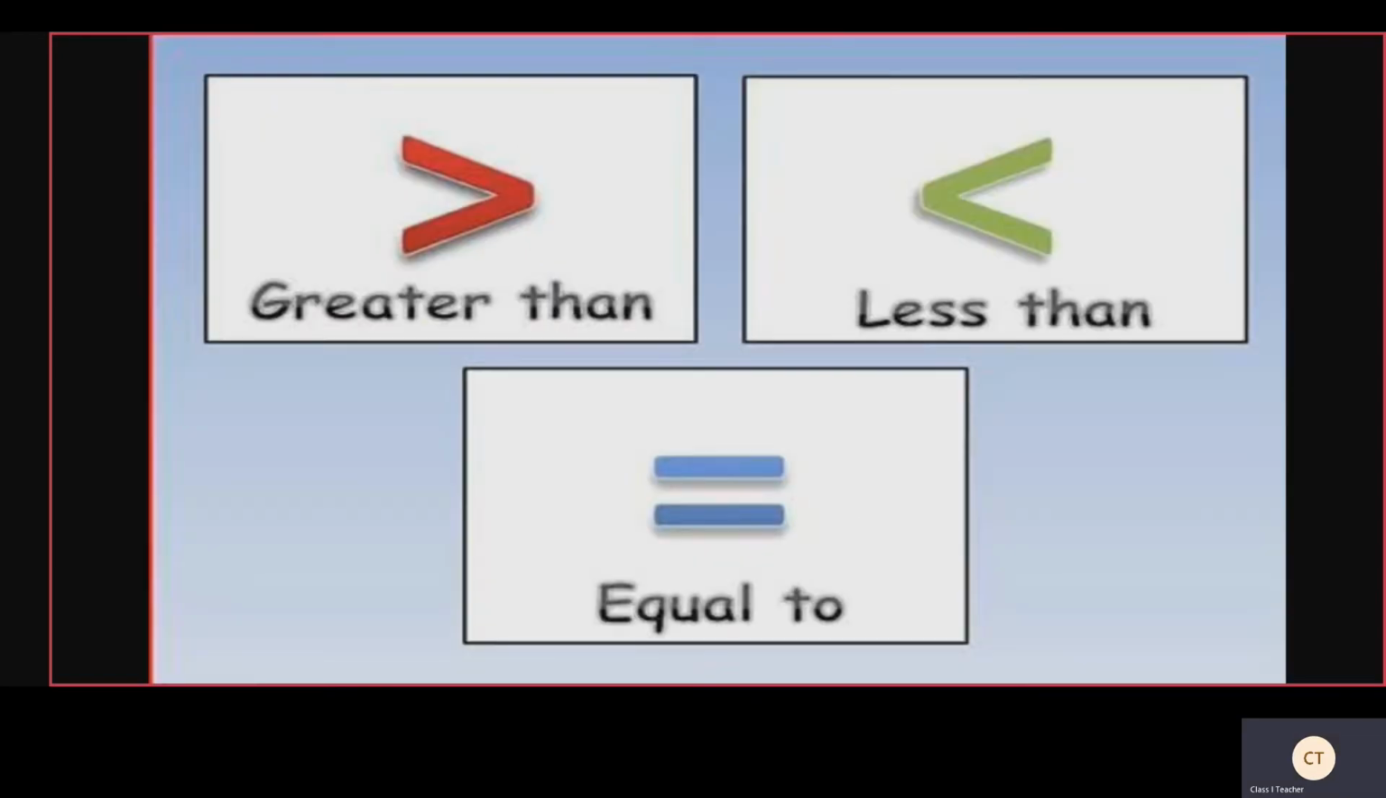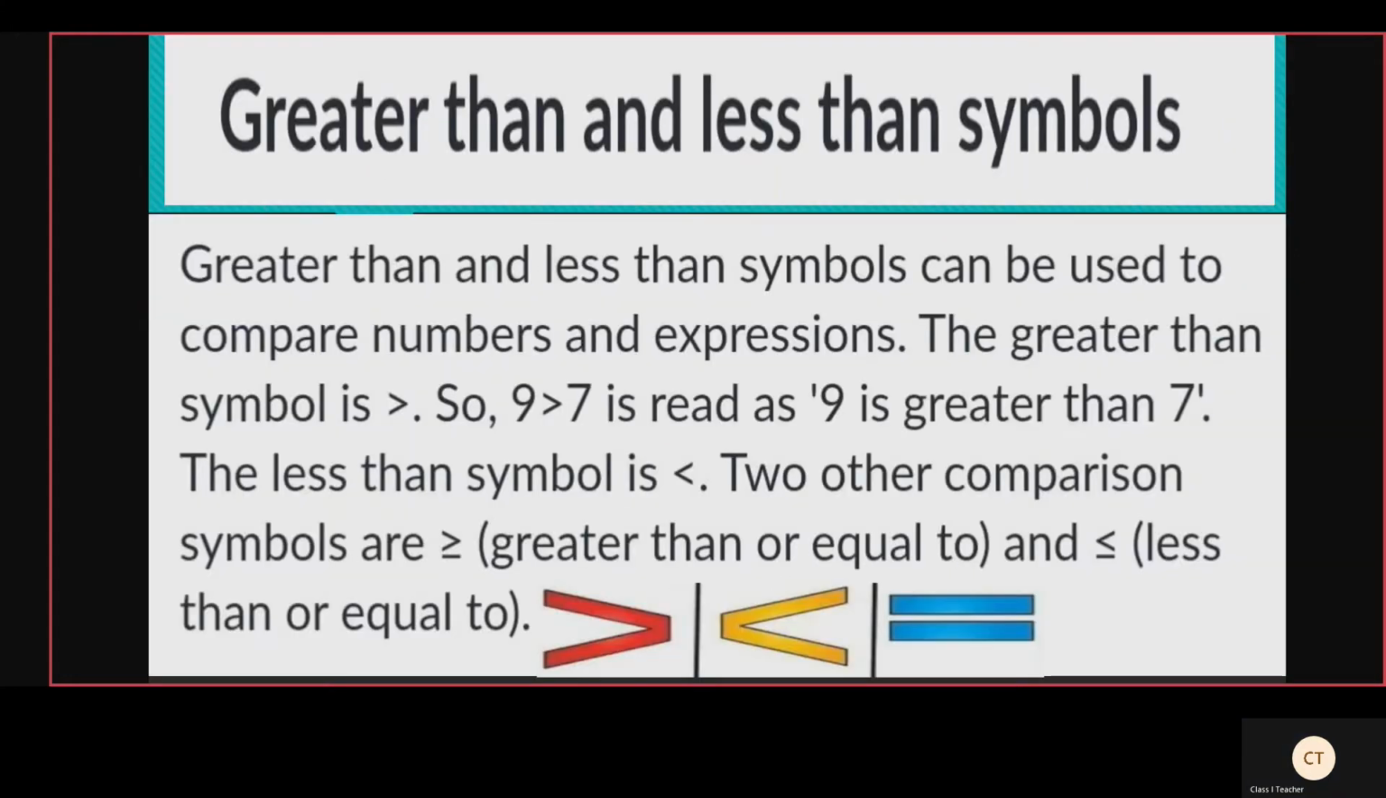Okay, children, look at these symbols. Yes, greater than, lesser than, equal to. Okay? Now, look here, children. Let us see greater than and lesser than symbols. Let's learn about them. Okay?